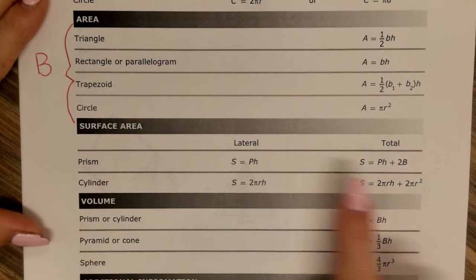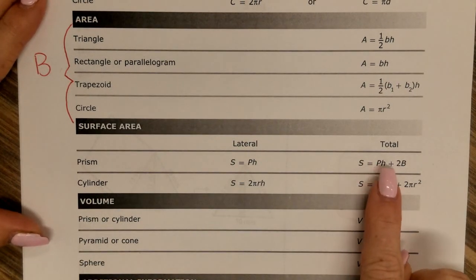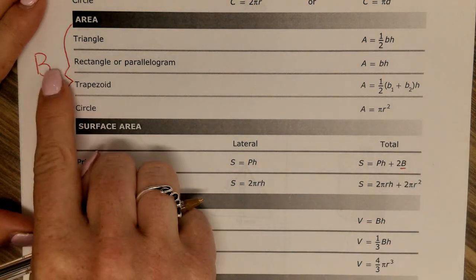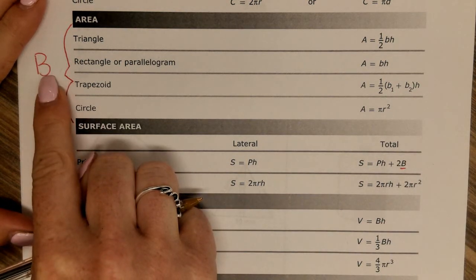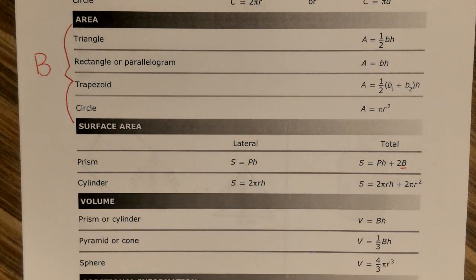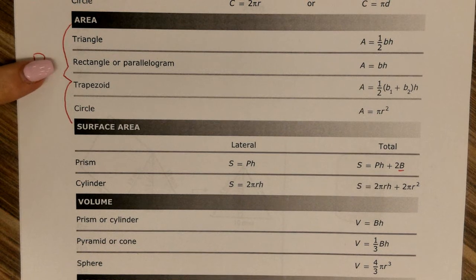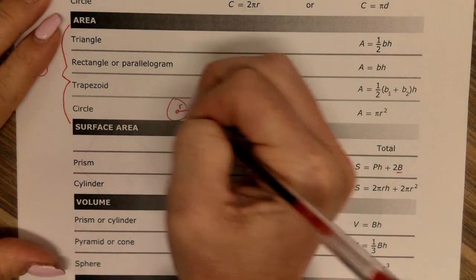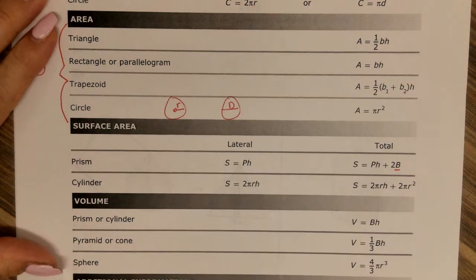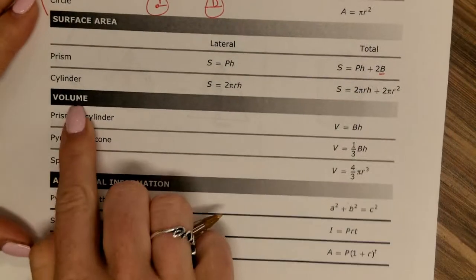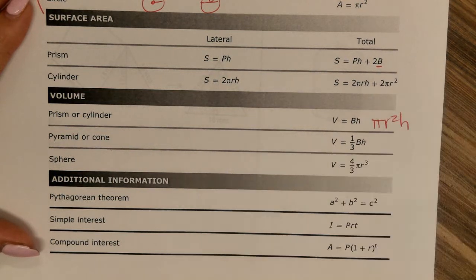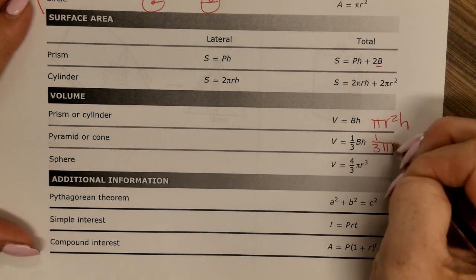So if you look down here at this formula, pH plus 2B, when you see this B, you know that you have to come to this section to solve for the area of that base. Does everybody understand what this section is for? All right, and then for circle, halfway through is radius, all the way through is diameter. We change volume of a cylinder to pi r squared h and volume of a cone to 1/3 pi r squared h.